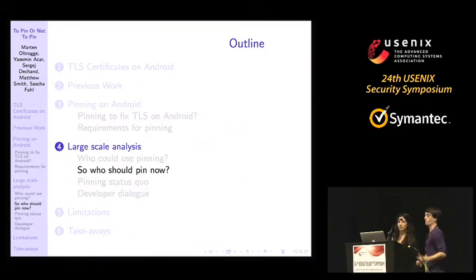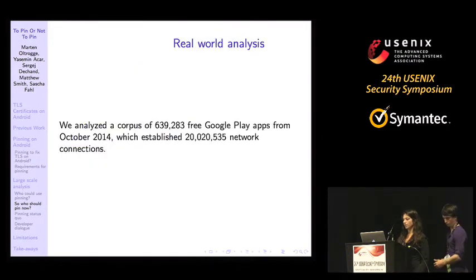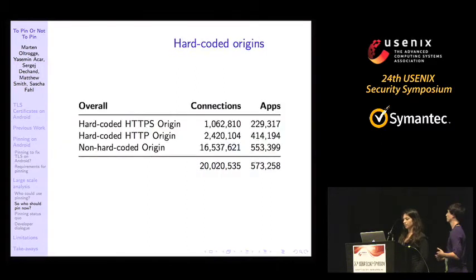Now that we've considered who could use pinning, we want to come to the question of who actually should. We analyzed these 600,000 free Google Play apps from October 2014, and they established 20 million network connections, which we analyzed. First of all, we checked if the origins were hard-coded to be HTTPS origins. That was true for only 1 million of these 20 million connections.